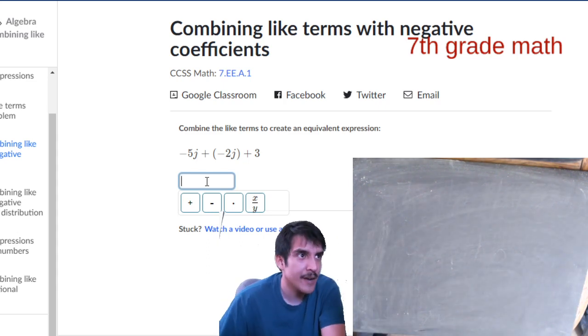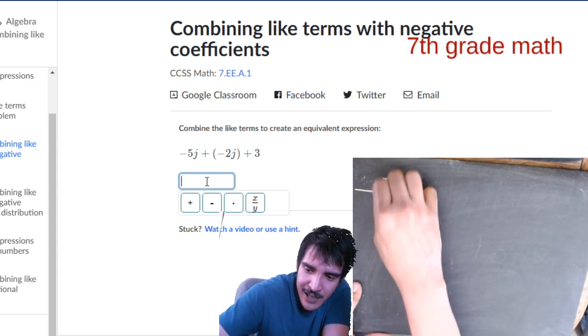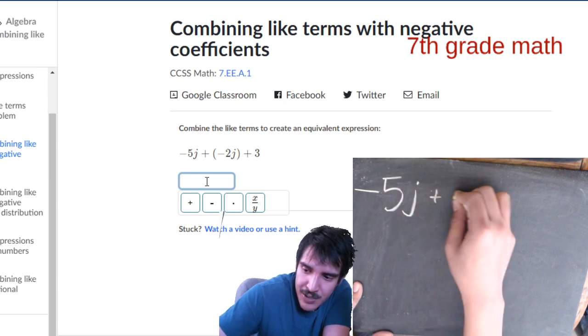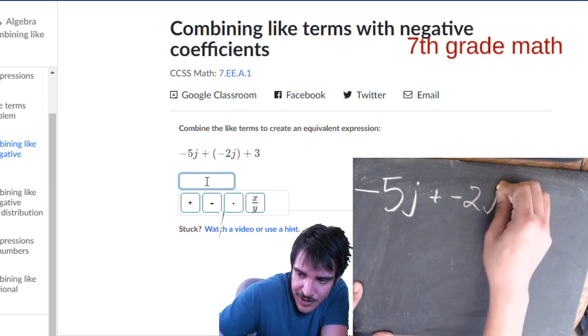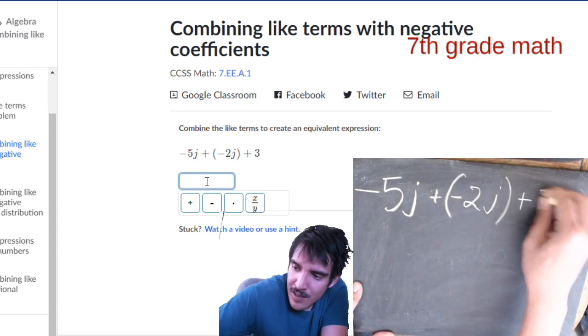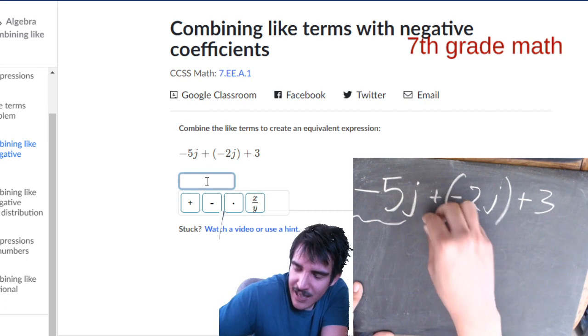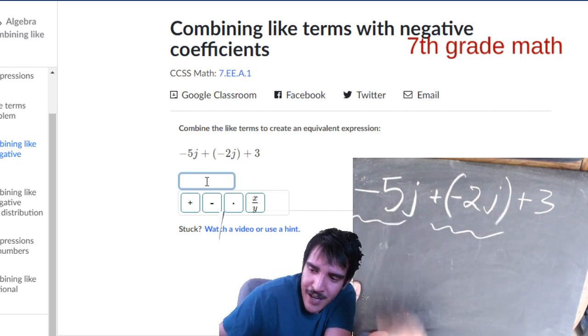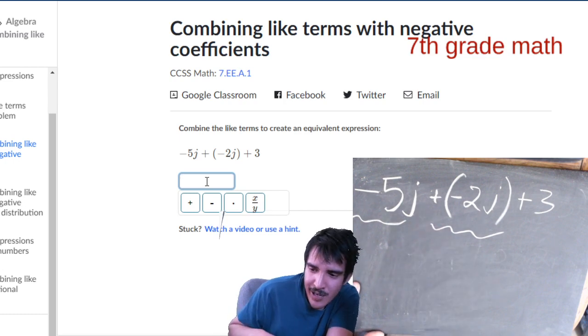So that's good. Okay, minus 5j plus negative 2j. So you're still taking away. Plus 3. This and this can be combined. You get a minus 5j plus negative 2j.